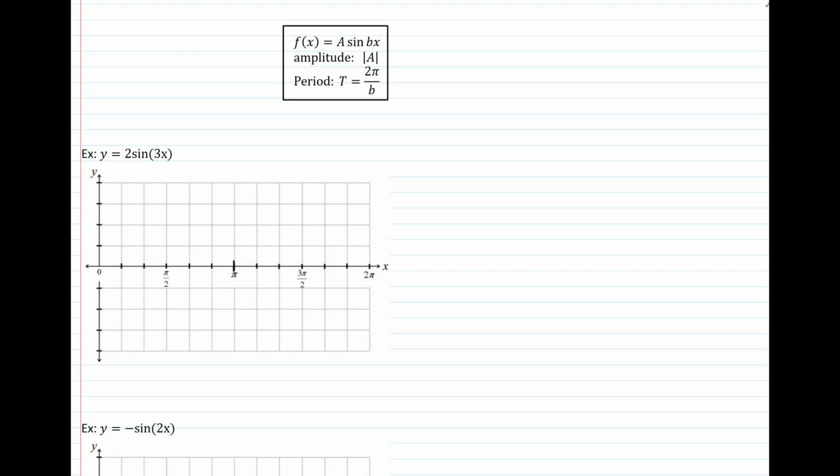If you're looking at an equation, like I've got in that box there, and you want to figure out the amplitude and the period, it's very, very easy. Amplitude is the absolute value of the number in front of the whole entire equation, and the period is 2 pi divided by the number in front of x. So let's look at this first example. 2 sine of 3x. The amplitude is going to be the absolute value of the number in front, which would be 2. And the period would be 2 pi divided by the number in front of x, which is 3.